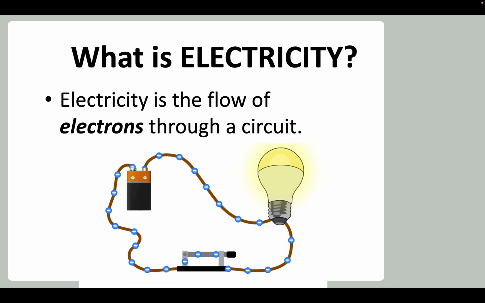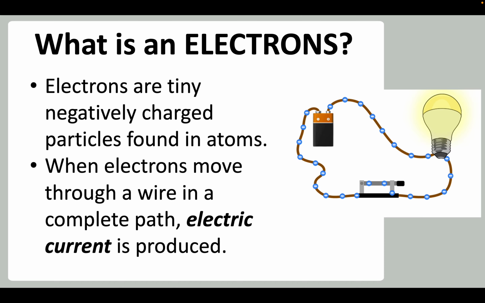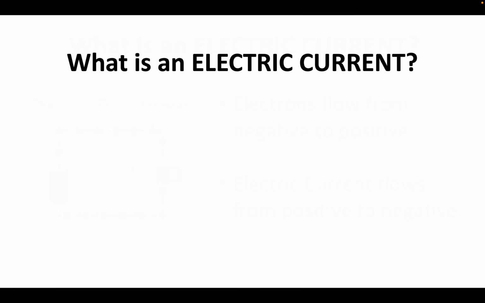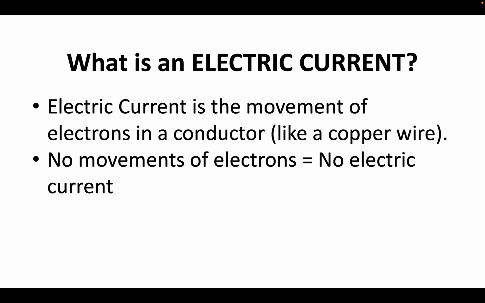So, what is electricity? Electricity is the flow of electrons through a circuit. Now, you might be asking, what are electrons? Electrons are tiny particles found inside atoms. And take note, they carry a negative charge. When these electrons begin moving through a wire, they create electric current. No moving electrons means no electricity.